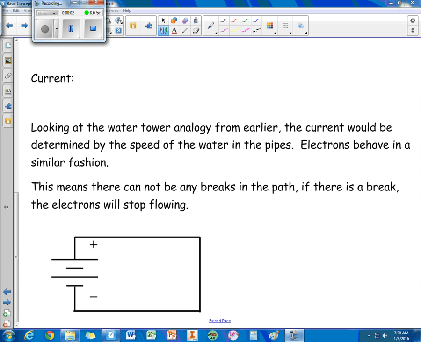Okay, welcome to video 3 for the basic concepts of electricity unit notes. Now in this one we're going to start by talking about current. Current is the flow.